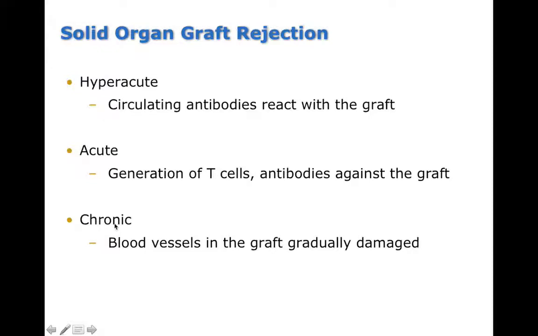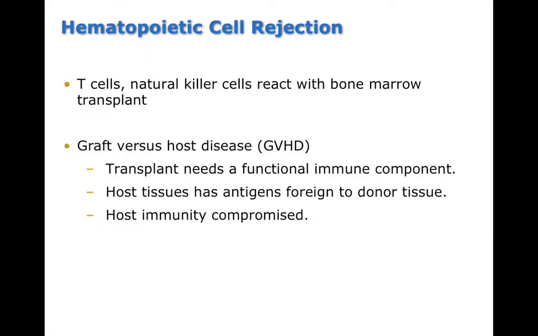And then with this chronic type of hypersensitivity for graft rejection, we say that over time, blood vessels in the graft are gradually damaged. And this could result from like a type 3 hypersensitivity where antigens that are associated with the new organ could bind with antibodies in the host, and those can deposit within blood vessels, leading to damage to the vasculature and kind of slow decline of the organ over time.